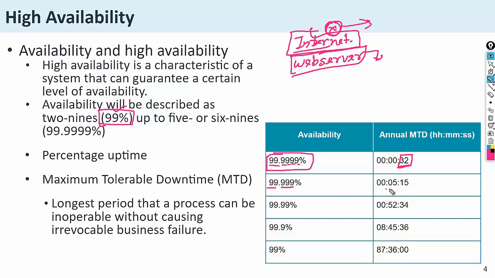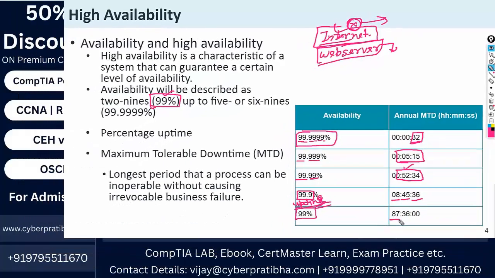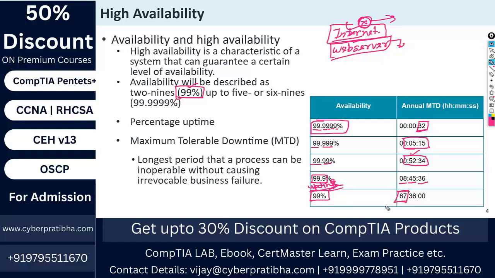When it is 99.999%, it means 5 minutes 15 seconds. When it is 99.99%, it means 52 minutes, approximately 1 hour in a year the service will not be available. When it is 99.9%, then 8 hours 45 minutes and 30 seconds. And whenever you see somewhere written that uptime is 99%, it means about 87 hours the system will be unavailable.